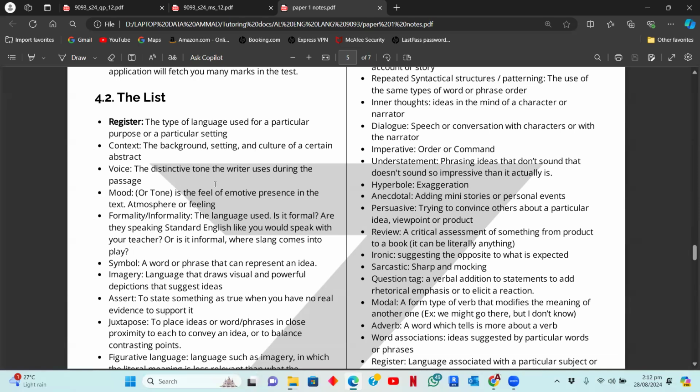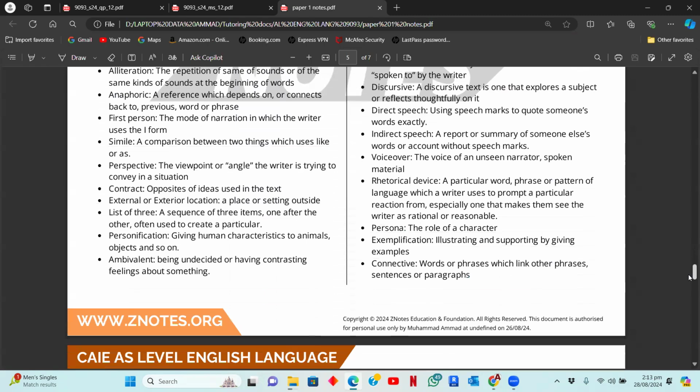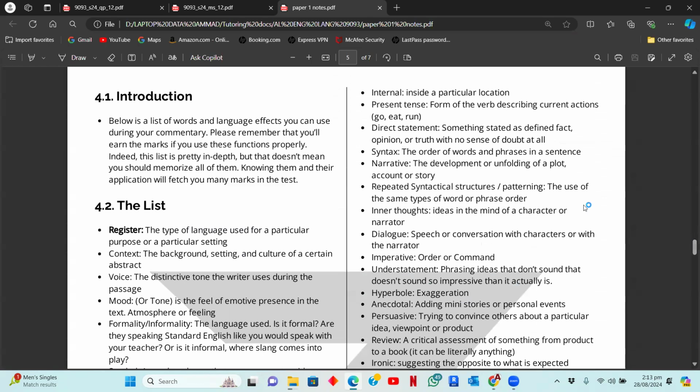Then there's voice. Voice is the tone that you use throughout the passage. Then mood, the emotive presence of anything, right? Formality, informality. I'm sure you know that. Then symbolism, if you're using any symbols to depict any ideas, and imagery, if you're trying to create a visual, powerful image to present your ideas. And then there are all of these poetic and literary devices. The list goes on. So I'm going to simply share these notes and you can give them a read. You don't have to go into the details of what similes, hyperbole, understatement, persuasion, alliterations are.